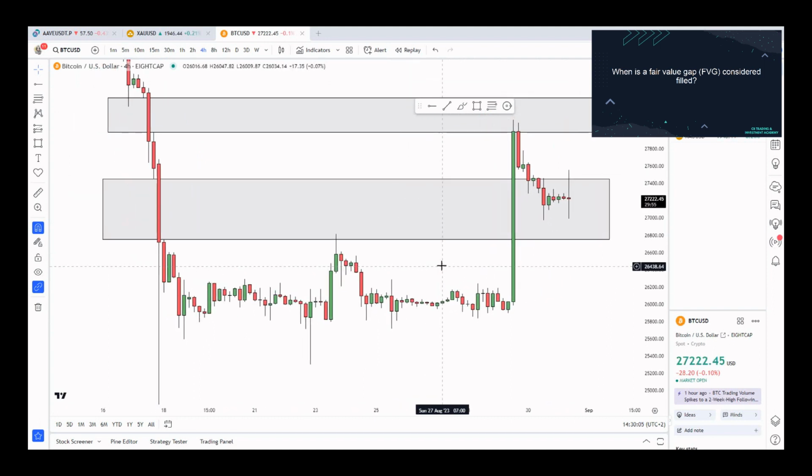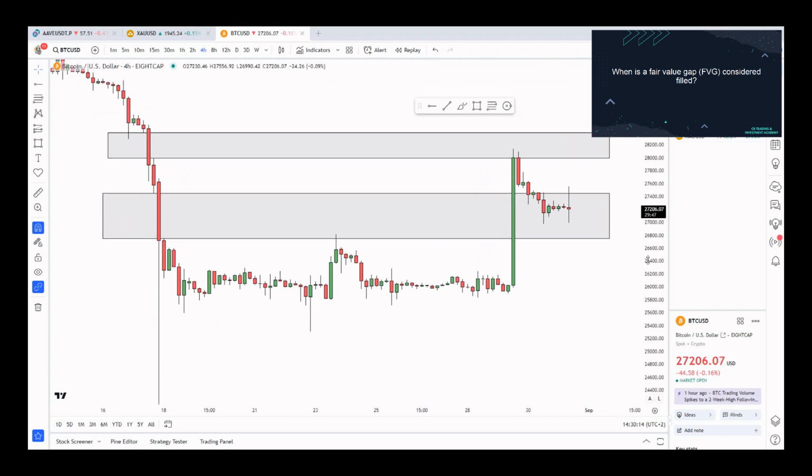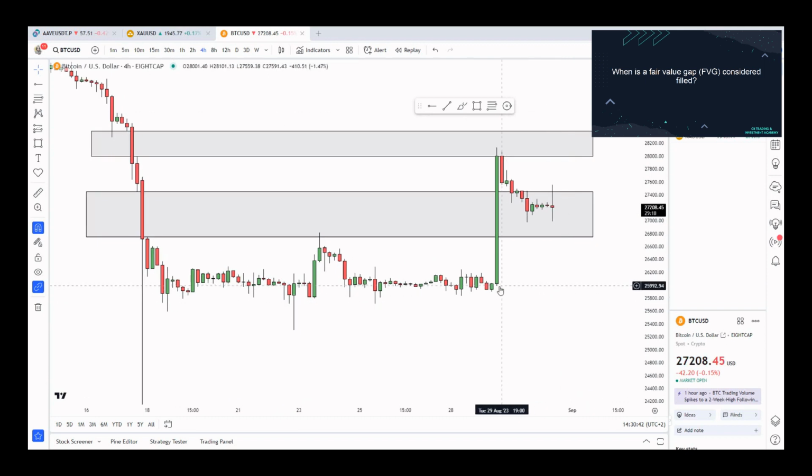So then the question, when is it filled, or when is it considered filled? I think it's personal opinions. I think everyone has different views on that, but in general the consensus is that fair value gaps most of the time get filled. And as you can see on this lower gap, it first touched the gap here when it acted as resistance, and finally on that pump we had Tuesday, it just blew through.